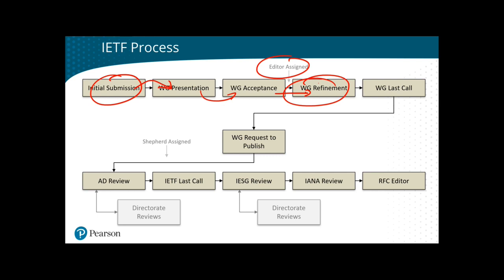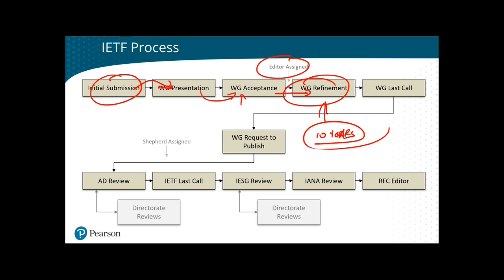Okay, this is a problem. We need to change that bit. This is whatever. All of that happens in the working group refinement. This part might take 10 years. Who knows? It takes a long time to get through this. It may take a couple of years just to get a document accepted in the working group.